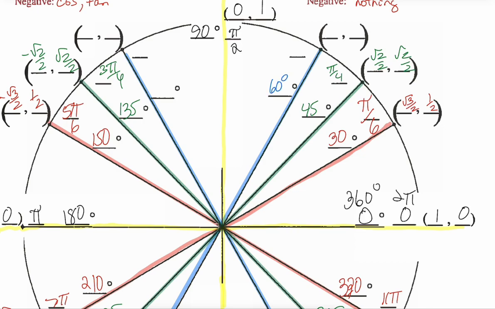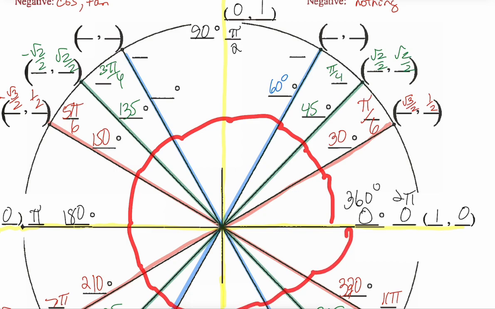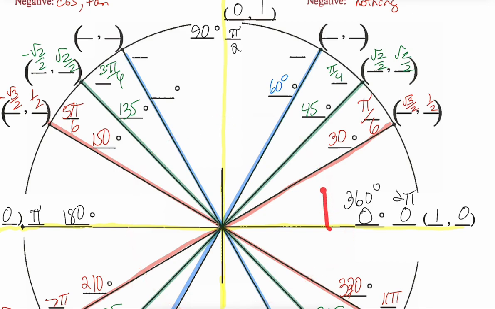Let me show you a pattern that's happening. 30, 15, 15, 30. 30, 15, 15, 30. That does get you all the way around. So that pattern is consistent throughout.